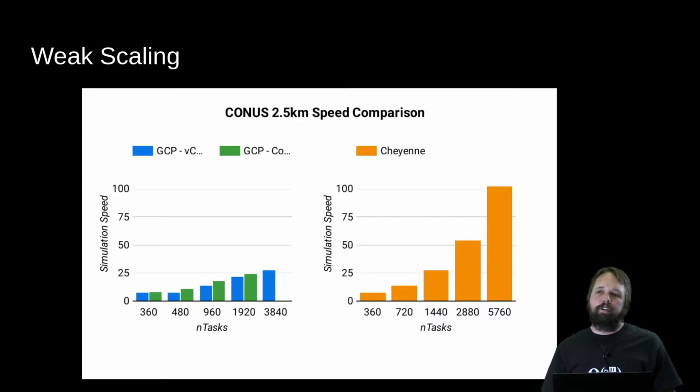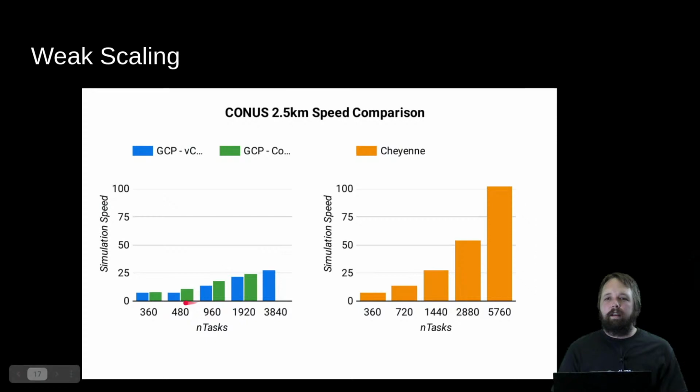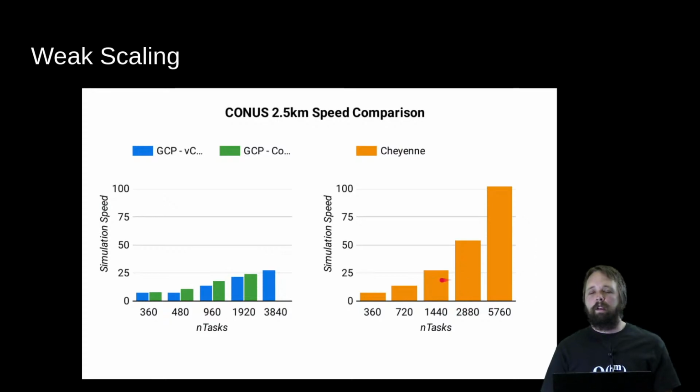So let's compare this against Cheyenne, which may or may not be a fair comparison, but we're going to do it anyways. I'm sorry about the colors here, we did switch up. The blue here is binding to the vCPUs on GCP, so using those hyperthreads. Green is binding to the cores, so disabling hyperthreads. And keep in mind, I know the actual measurement points for the number of tasks don't line up, but for example, if I hit 3840, that's going to be somewhere between 2880 and 5760. On Cheyenne, we should be somewhere between a factor of 50 faster than reality and 100. But on GCP, we don't break over 25 quite yet.